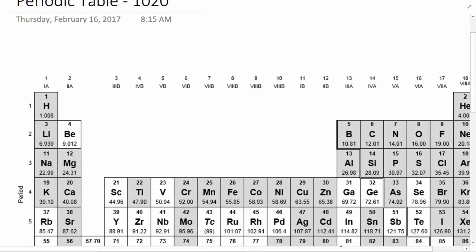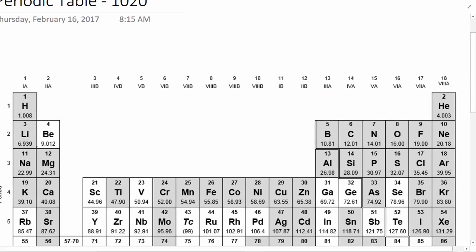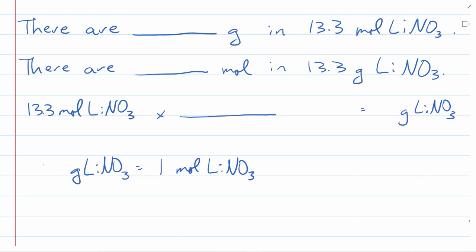We find lithium. We see that lithium has a mass of 6.939. We have 1 nitrogen at 14.01. We have 3 oxygens each at 16. We sum those together. And what do we get? I don't have that number. Anyone have it? 68.949. And of course, if we're following significant figures, we put it 68.95.